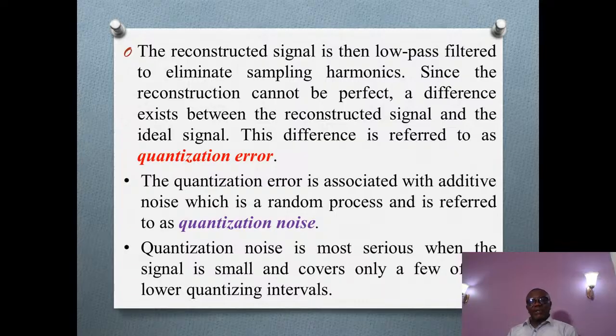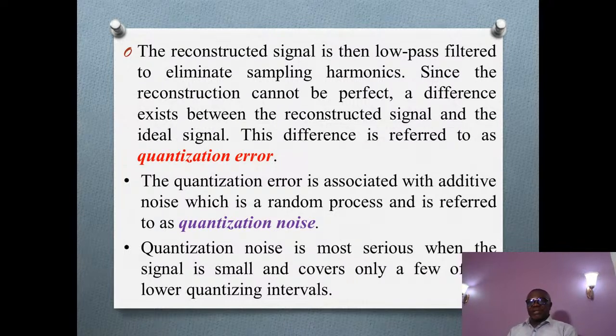And this quantization error is associated with additive noise, which is a random process and is referred to as quantization noise. I want you to get it. You get a signal, you take different points of it and convert to its binary equivalent. That is the magnitude of it. Now, if you convert it, you transmit. At the receiving end, you try to reconstruct. It will not be exactly what was fed in.